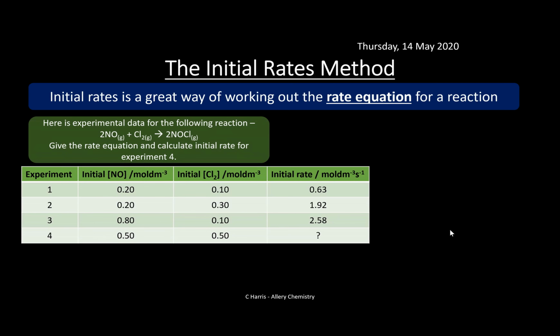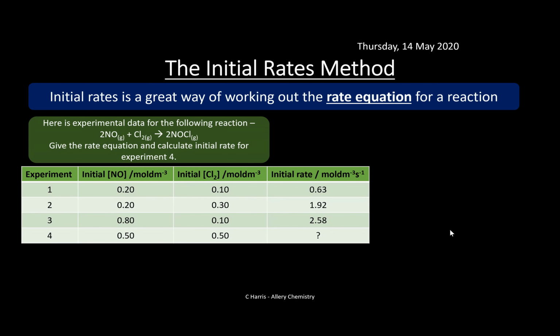So we've reacted nitrogen monoxide, 2 moles of nitrogen monoxide reacting with chlorine, and that's going to form 2NOCl gas. Okay, so we're forming that product. So we need to give the rate equation and calculate the initial rate for experiment 4.